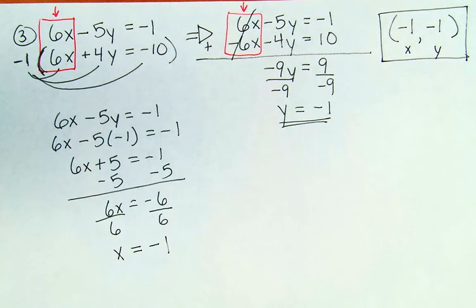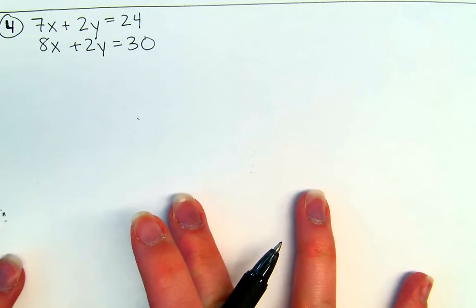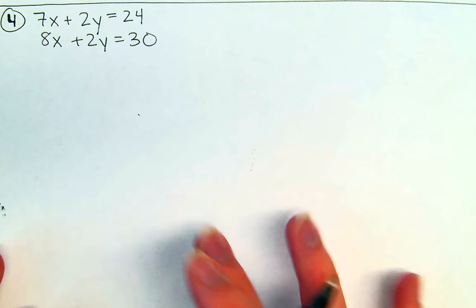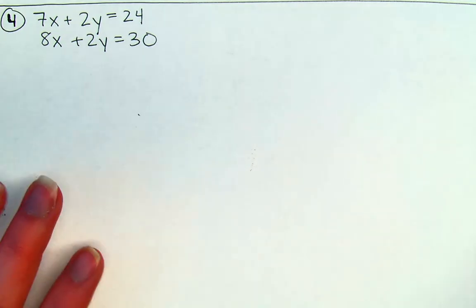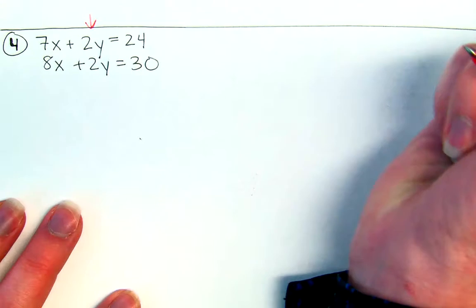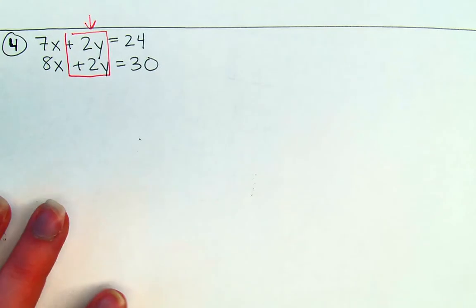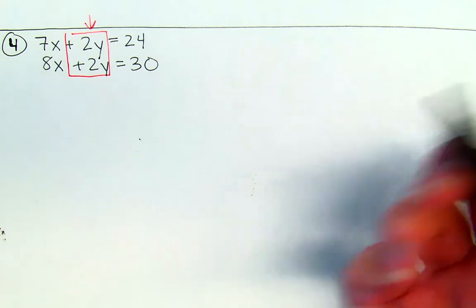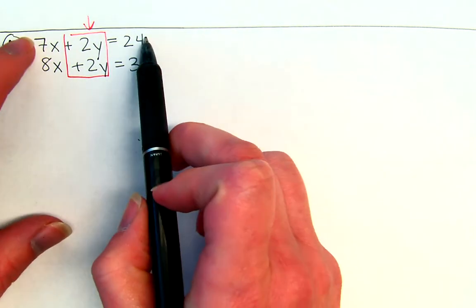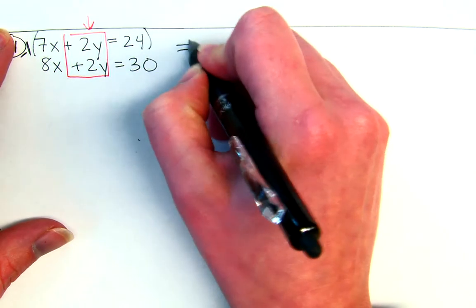Okay, so let's take a look at the next example. If you want to pause and see if you can figure it out on your own, by all means do so, or just follow along. Okay, so for this example, the y's seem like they would be the best choice. Okay, so that means that one of them is going to have to become a negative. So just because I can, I'm going to decide to multiply the top equation this time by -1. So make sure you multiply the entire equation.